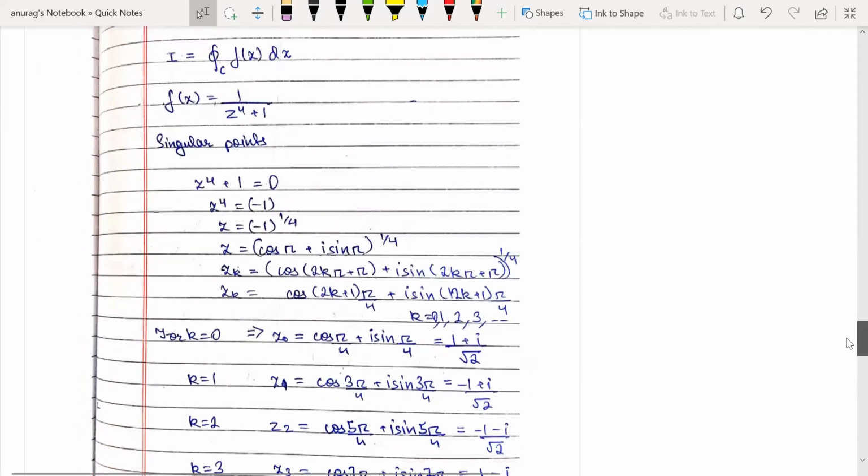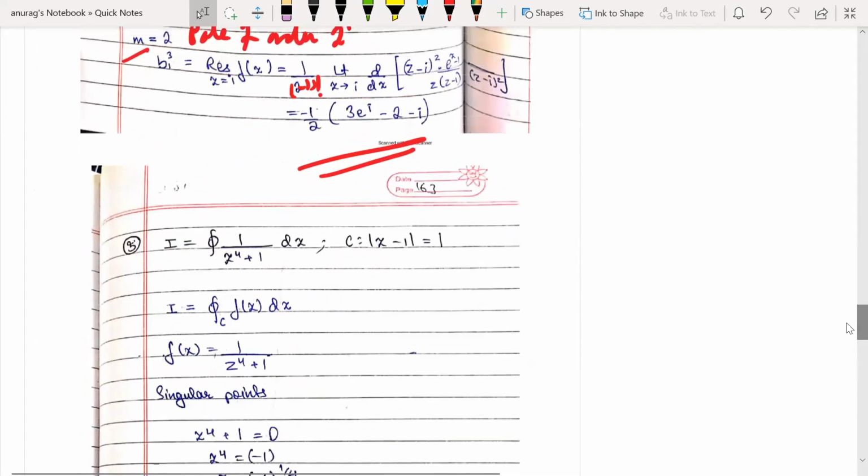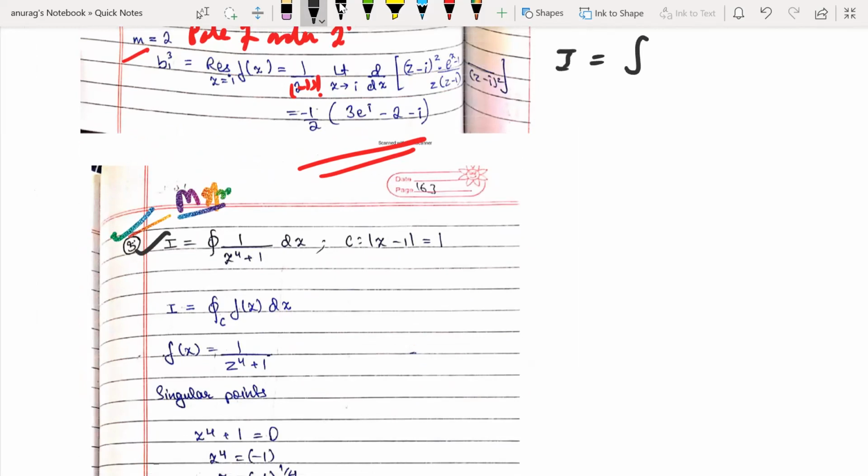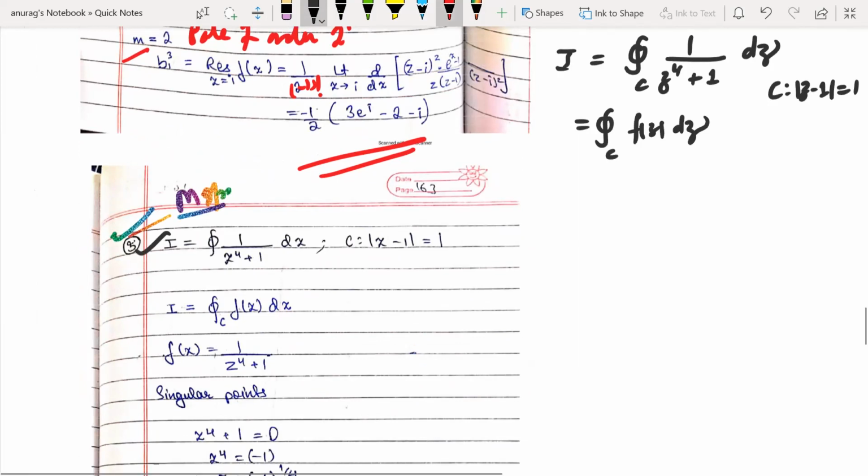So this is your question. Now I'm going to solve a most important question that is sometimes asked as a 10 marks question. Very important question, most important. So I'm going to solve it completely: integration of 1 upon z to the power 4 plus 1 dz, and the curve is mod z minus 1 equal to 1. Now, if you compare it with f(z) dz, can you tell me what f(z) is here? f(z) is 1 upon z to the power 4 plus 1.